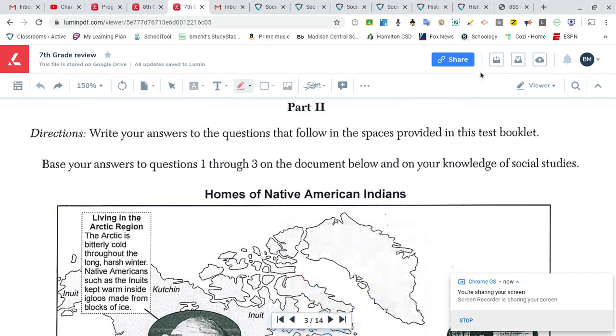All right, seventh graders, page 2. Let's take a look at the homes of Native American Indians in your packet. If you don't have it out, get out your review packet that I sent home with you guys, and let's take a look at your answers for the second picture here.